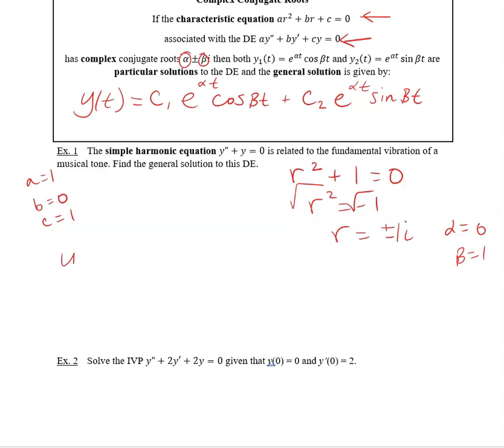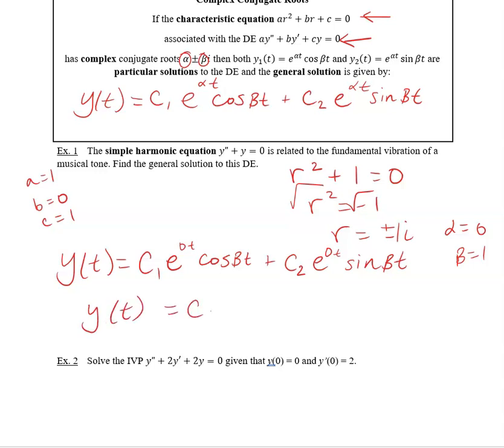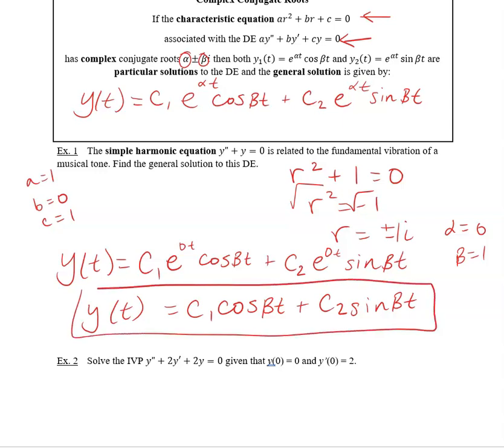So when we put this together, my general solution becomes c1 times e to the alpha t, which is just e to the 0t, cosine of beta t. I'm just writing this out for emphasis, but we'll clean this up. c2 e to the 0t again, sine of beta t, and of course e to the 0 is 1, so I end up with c1 times cosine of beta t plus c2 times sine of beta t. And that is going to be the general solution to the original differential equation.